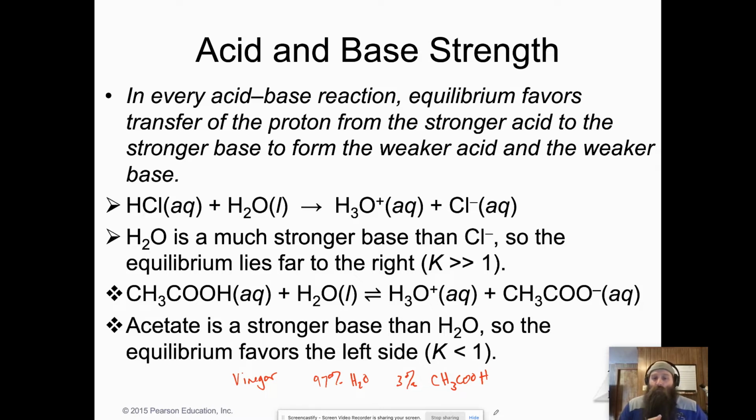Now, there are some H₃O plus ions floating around in vinegar, and if you drink straight vinegar, it will taste sour because it is acidic, all right? But the equilibrium itself is going to shift, in this case, to the left. And again, the easiest way I'm establishing that, not the only way, is that I know that acetate is a stronger base than water.